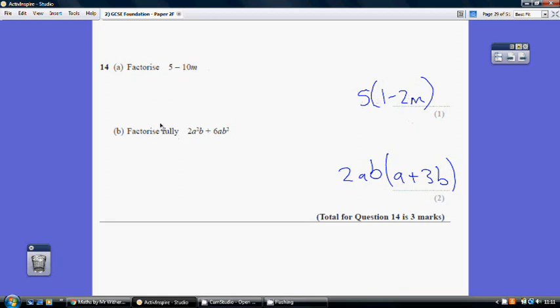So do the expansion and make sure when you multiply out the bracket you get back to where you started. Now part B, we've got to put the brackets in again, but be careful, follow the word fully. Fully is telling you that there's going to be more than one item coming outside the bracket. With part A it was just the 5, but here we're going to have more than one coming out. So we work our way along. What's the highest common factor of 2 and 6? It's 2. What's the highest common factor of a squared and a?